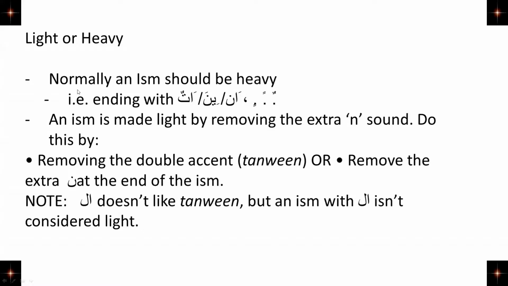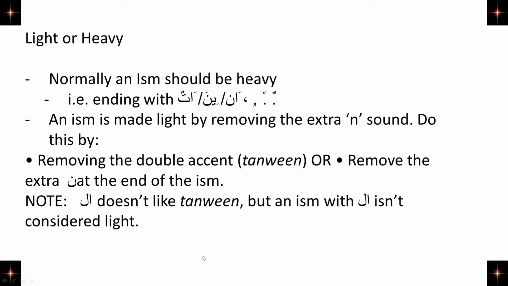So normally an ism should be heavy. That is, the ending should have an, in, or ani, aini, ina, atun. An ism is made light by removing the extra sound. Do this by removing the double accent, that is the tanween, or by removing the extra noon at the end of an ism. You have to note also, very important note here, alif and lam. An ism that has alif and lam does not accept tanween. However, that kind of ism with an al is not considered light.